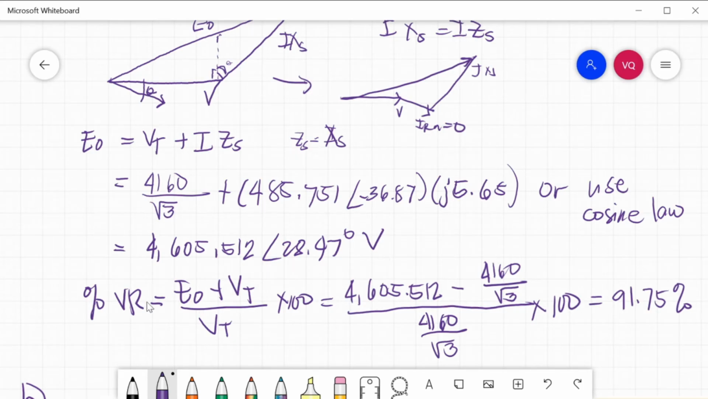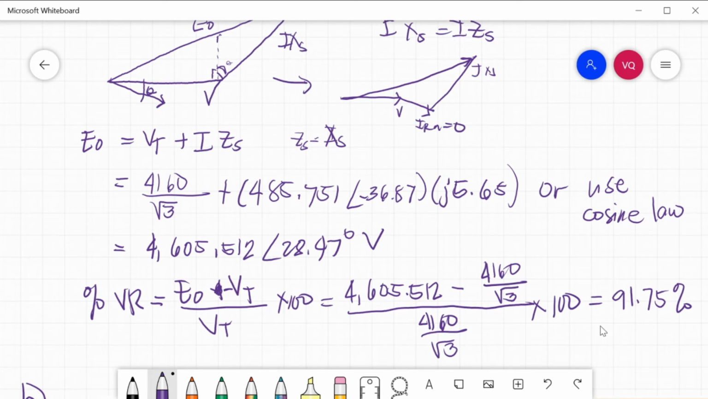Computing now the voltage regulation under the synchronous impedance method. That is 4,605.512 minus 4,160 divided by square root of 3, divided by 4,160 divided by square root of 3, times 100. The percent VR will be 91.75%.